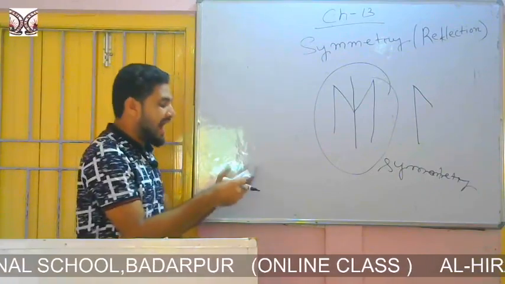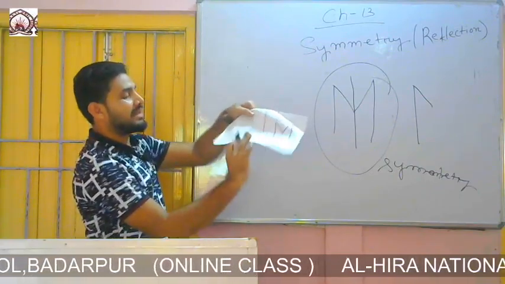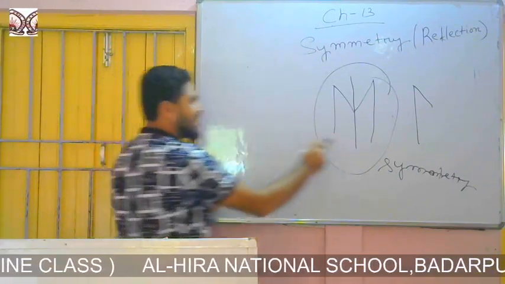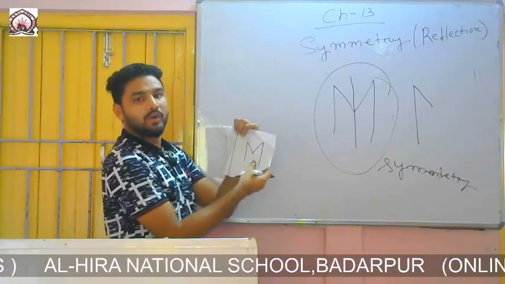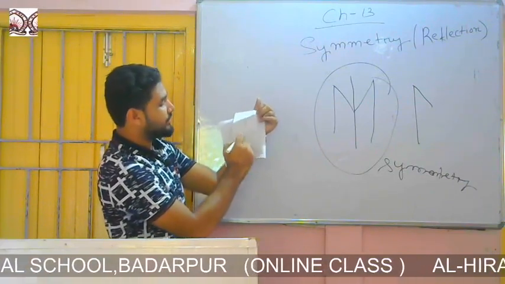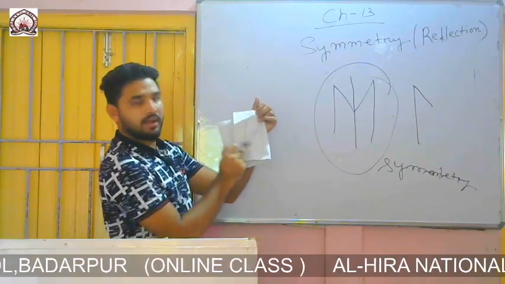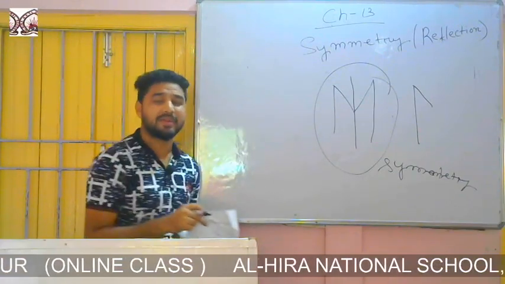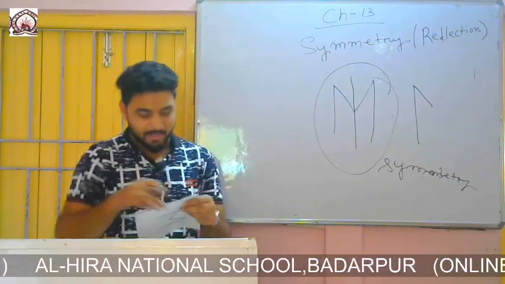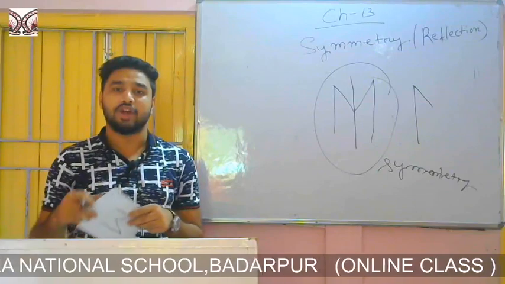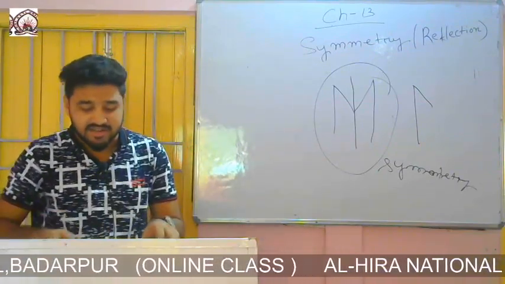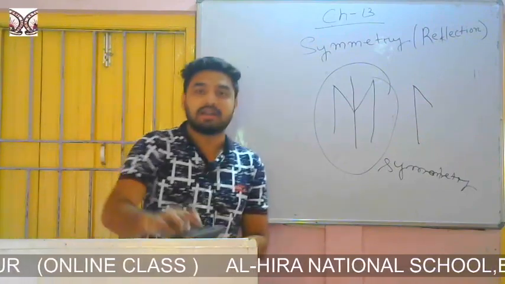For that reason, after reflection we get the shape in the opposite manner. But in the case of m, we are getting the same shape, because m is symmetrical about its shape. I hope you have understood the difference between symmetry and reflection. Now we shall start the exercise, then it will be more clear to you.